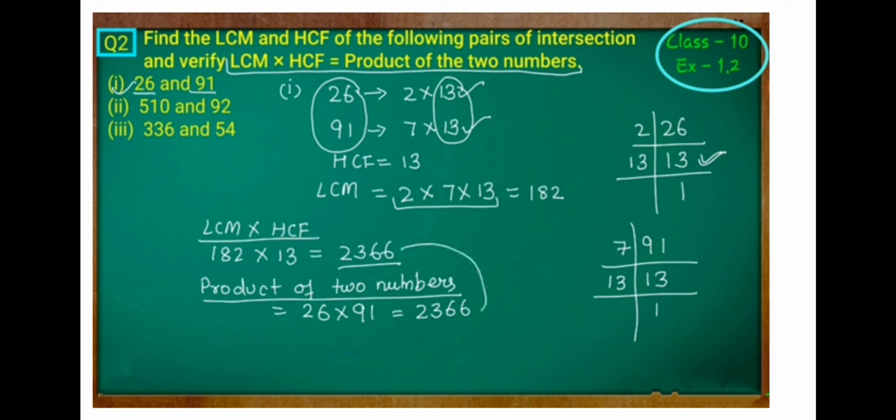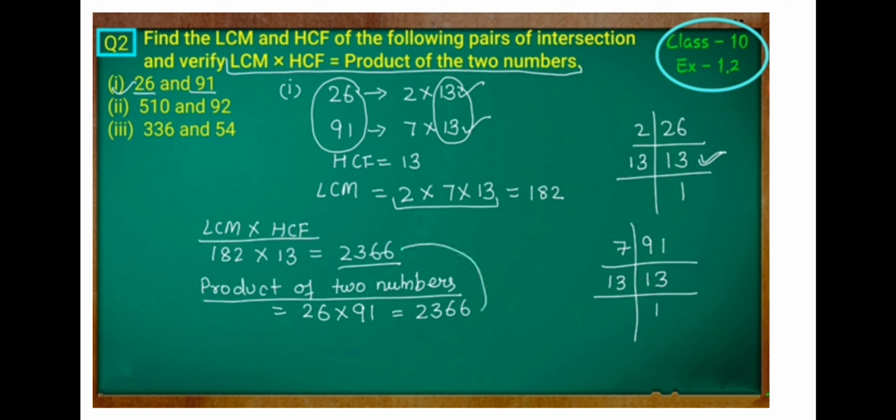Students, 26 can be written as 2 into 13. We will find the prime factorization. So it will be 2 into 13, and 91 is equal to 7 into 13. So the HCF is equal to 13 because it is the highest common factor, and the LCM is 2 multiply 7 into 13, which is equal to 182.